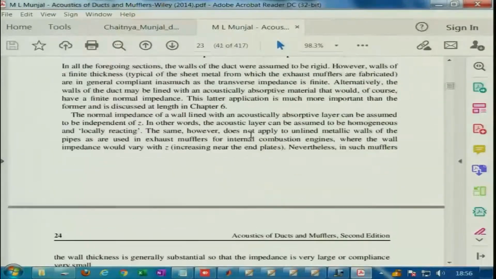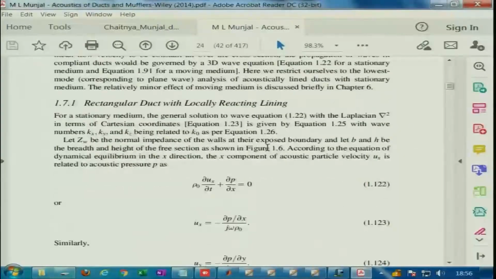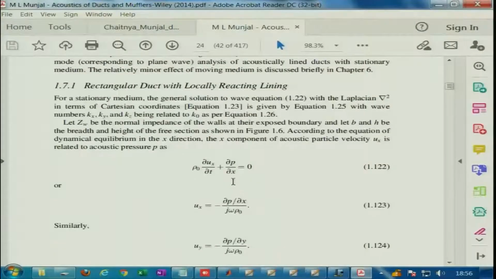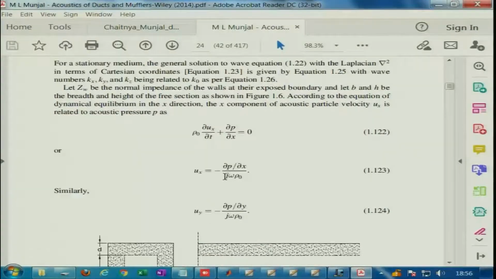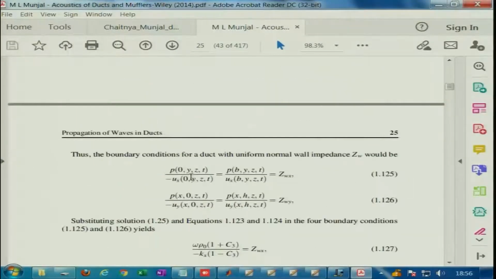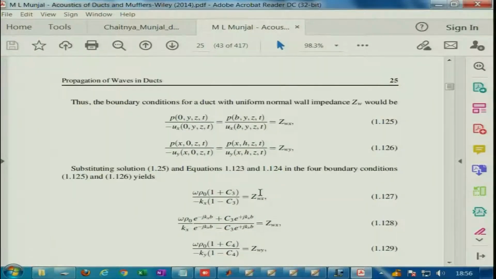So, what we will do is go through that in the next 10 minutes. For a rectangular duct, you have this momentum equation, Euler, and you get the particle velocities along the x and y direction. Now, when you have this P, you employ this impedance condition, P by Ux is equal to ZWx and P by Uy is equal to ZWy. And this impedance, like I said, is not infinity. If it is infinity, then Ux has to be 0, Uy has to be 0.